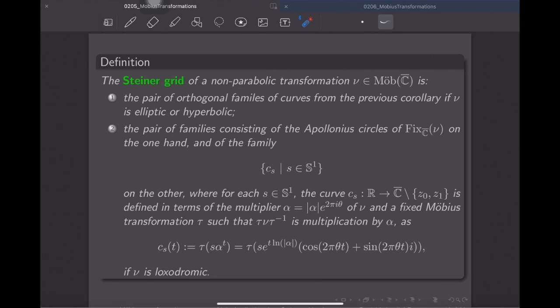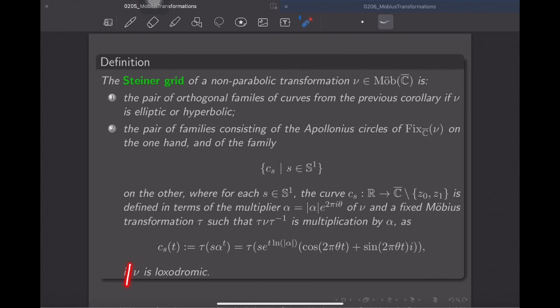Once I have that notion, now I take my arbitrary non-parabolic transformation, different from the identity. And then if it's elliptic or hyperbolic, I define the Steiner grid of nu to be this pair of orthogonal families of circles, right? The family of Apollonius circles and the family of common circles.